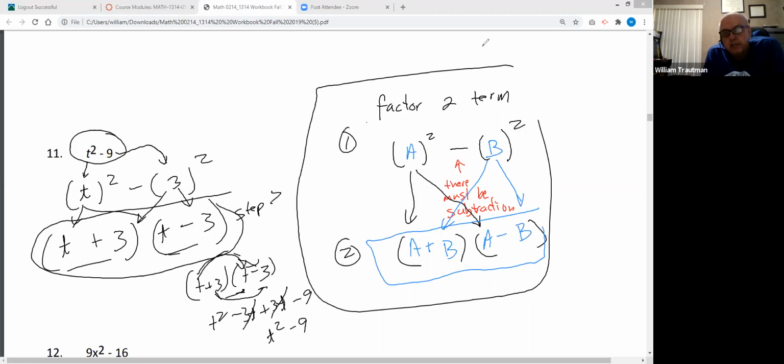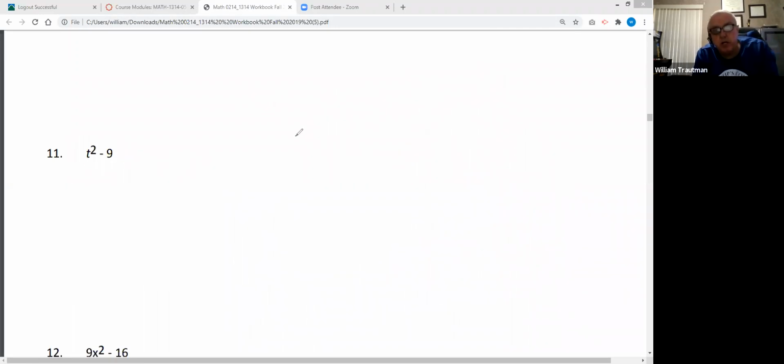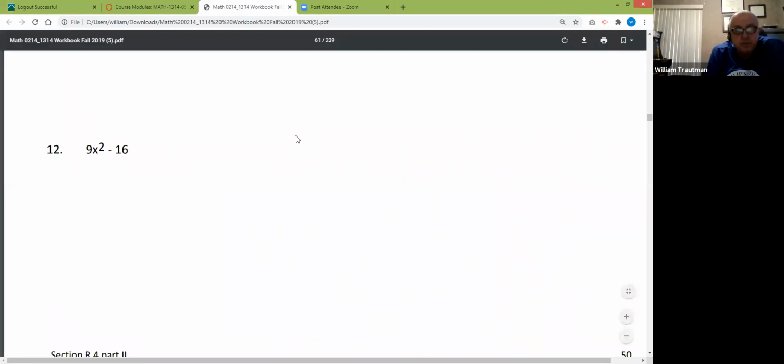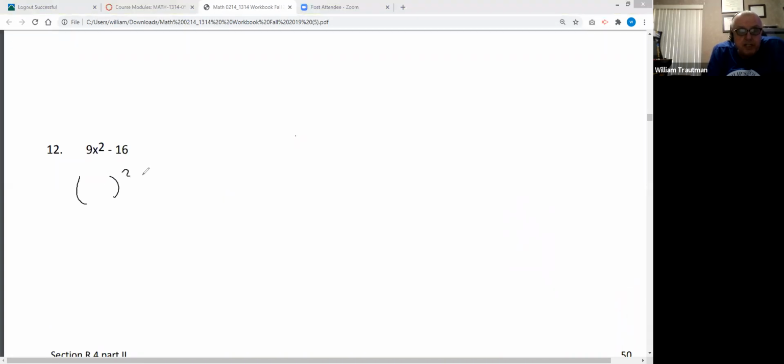All righty, moving on. Number 9. Step 1, make it look like this. And I'm going to change my color. What goes inside the first parentheses? What squared equals 9?